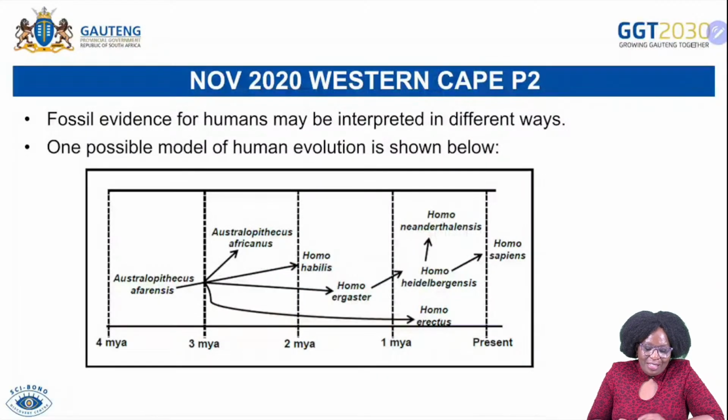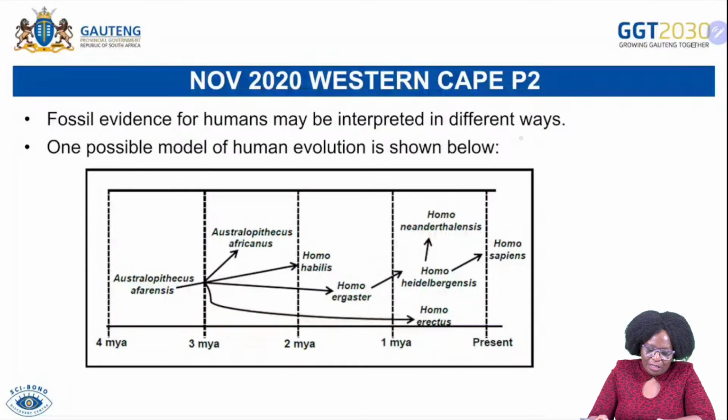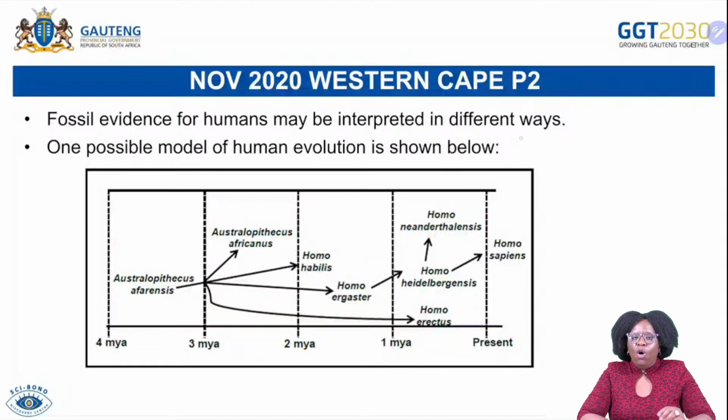We were just starting with fossil evidence. So let's read together. Fossil evidence for humans may be interpreted in different ways. One possible model of human evolution is shown below. There are different ways. You might have seen them in different past papers, but look at the one that is presented. As indicated earlier, once you see a diagram, do not take it for granted. Engage with it so that you understand what the diagram is talking about before you engage with the questions.